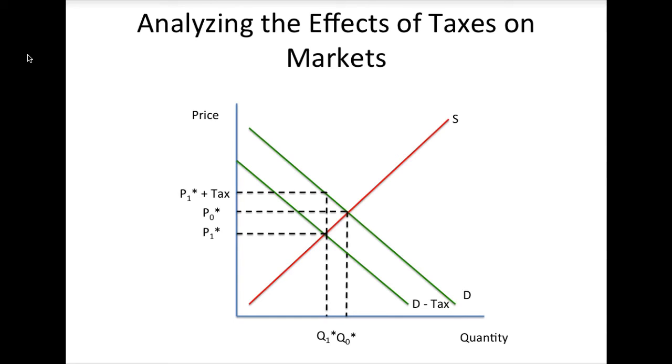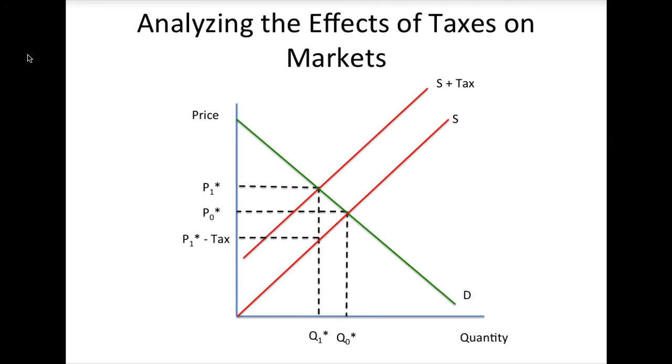Whether you analyze the effect of the tax by shifting the supply curve or the demand curve, the result in terms of the price consumers pay, the price sellers receive, and the after-tax quantity is the same. After you have determined the after-tax equilibrium quantities and prices in a market, you can begin to examine the effect of the tax on the costs and benefits to various members of society.